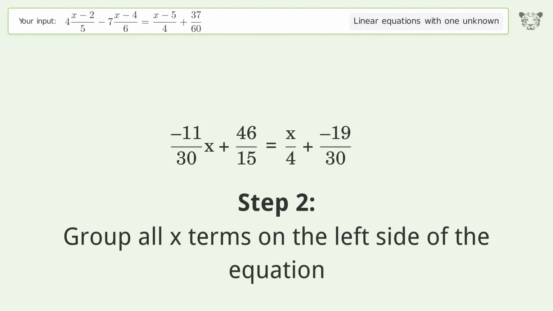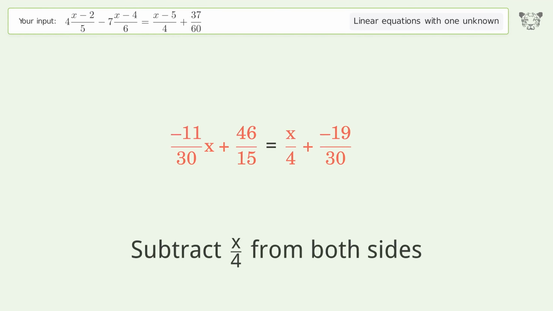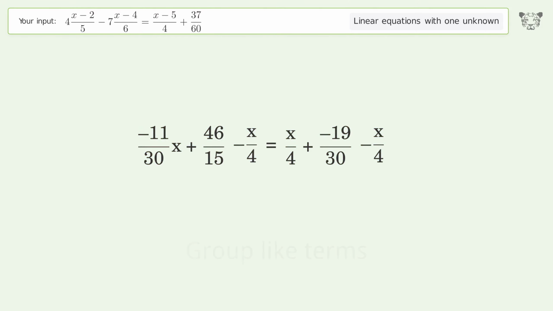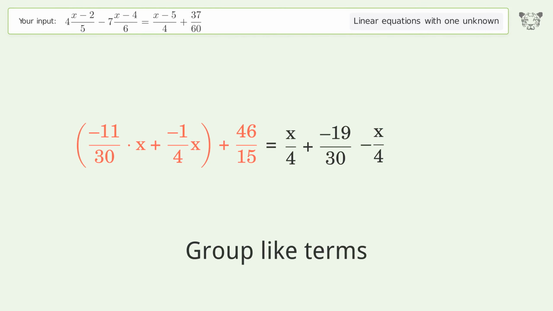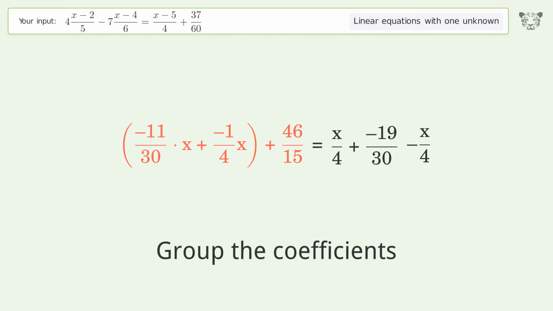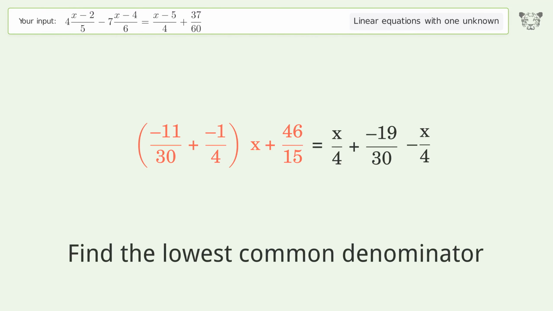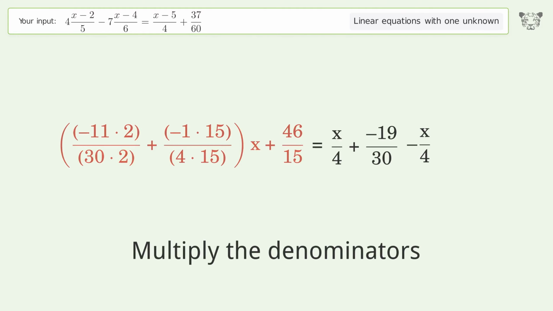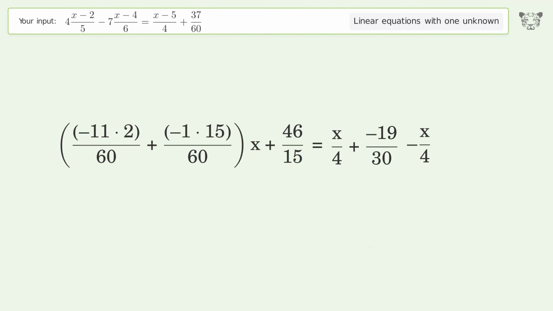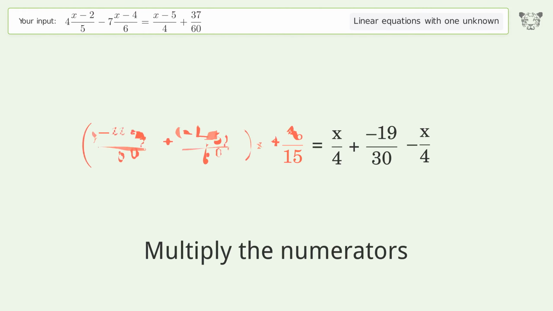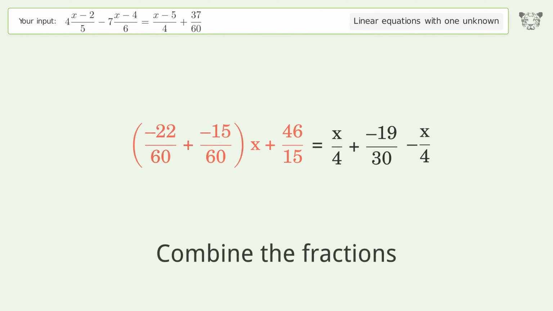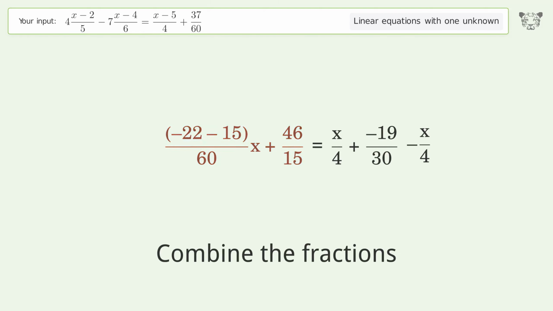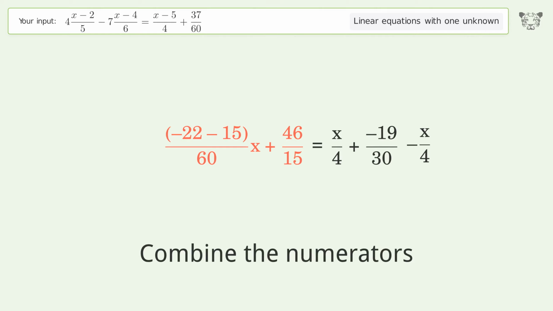Group all x terms on the left side of the equation. Subtract 10/4 from both sides. Group like terms. Group the coefficients. Find the lowest common denominator. Multiply the denominators. Multiply the numerators. Combine the fractions. Combine the numerators.